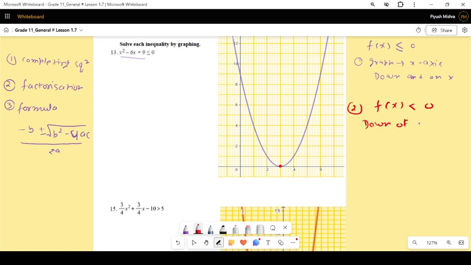of x axis, only down of x axis. It will not be on the x axis. Okay, the third one, if f of x is greater than or equal to 0, so if greater than or equal to, it means on and above. Okay, and the last one, the fourth one, if f of x is only greater than 0, so you will be writing only above. So I will take the part of the graph which is above the x axis.